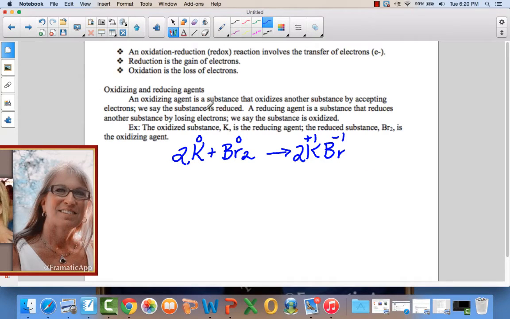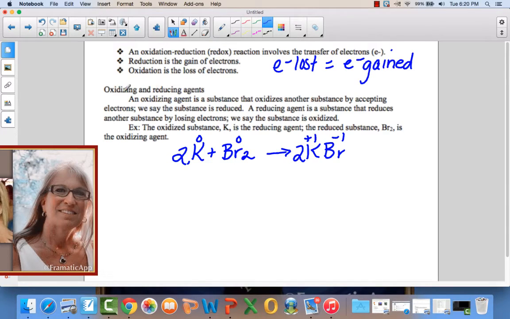As I said, oxidation-reduction involves the transfer of electrons. What one loses, the other must gain. So electrons lost must equal electrons gained. That's really important. And I already said reduction is a gain of electrons, oxidation is a loss of electrons.